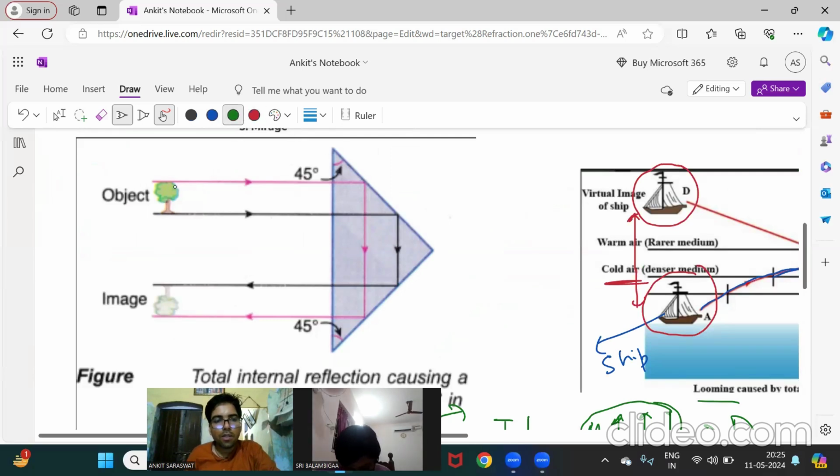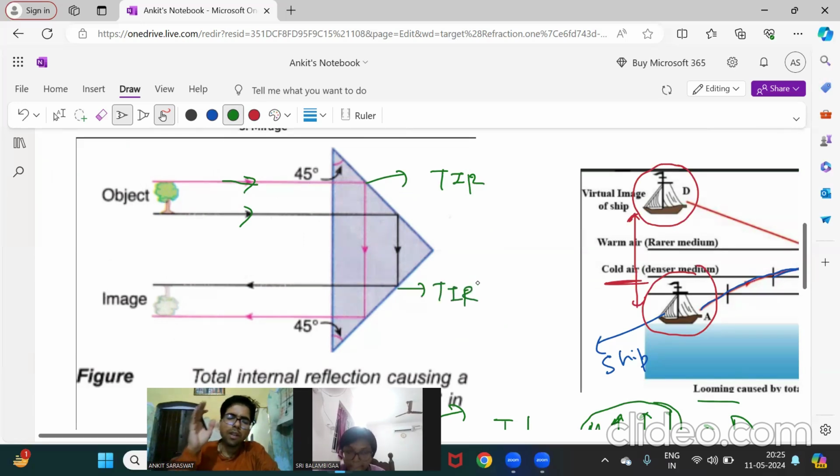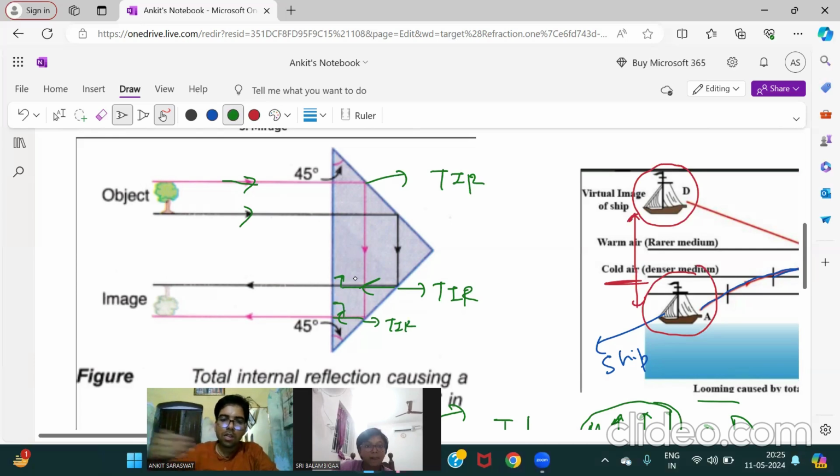Why? See, from this tree, two light rays are coming like this. When it is striking here, TIR happens, and this light is going back to the same medium. Clear? Again TIR happens here. TIR simply means when light strikes the boundary, it is coming back to the same medium. Did you see it is coming back to the same medium? Here also it is coming back to the same medium. TIR happens here. Now there is no TIR because this is 90 degree. A 90 degree angle of incidence means there is no refraction. It is going in a straight line.